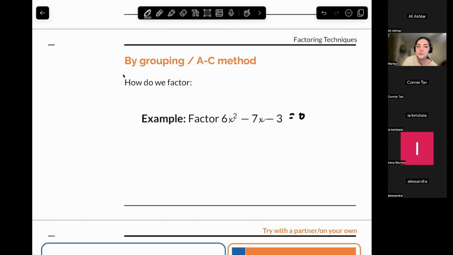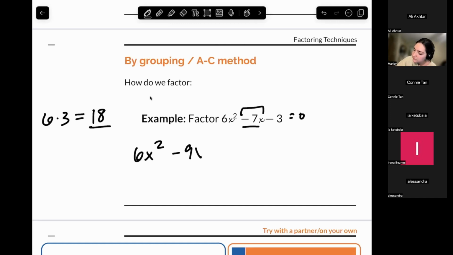So you'd multiply the 6 and the 3, and you'd want it to add to -7, and then you'd group it by keeping the first and last terms. Yeah, so we're splitting up that -7 by the factors that multiply to 18 but add up to give us -7. In that case, what would those factors be? 6x squared minus 9x plus 2x minus 3.